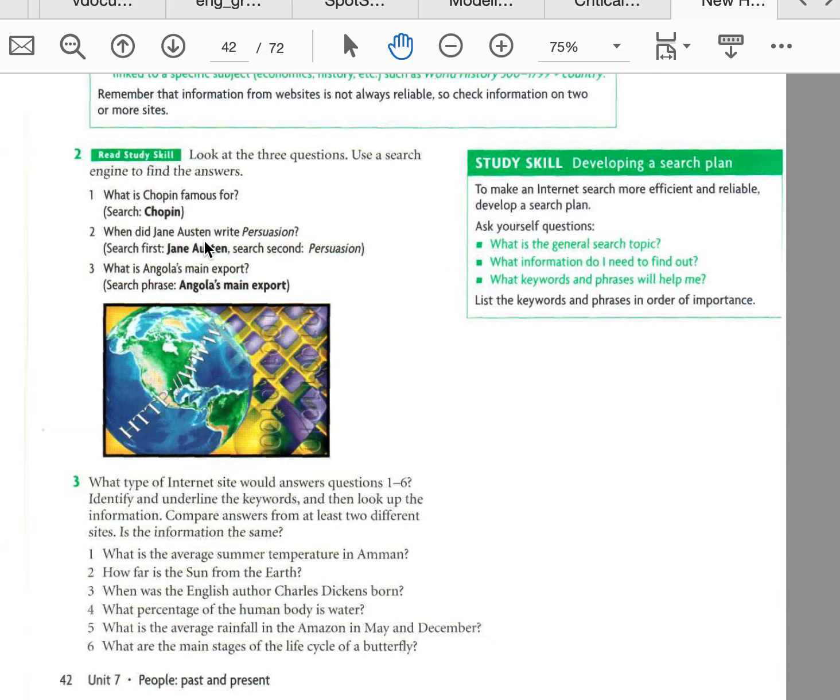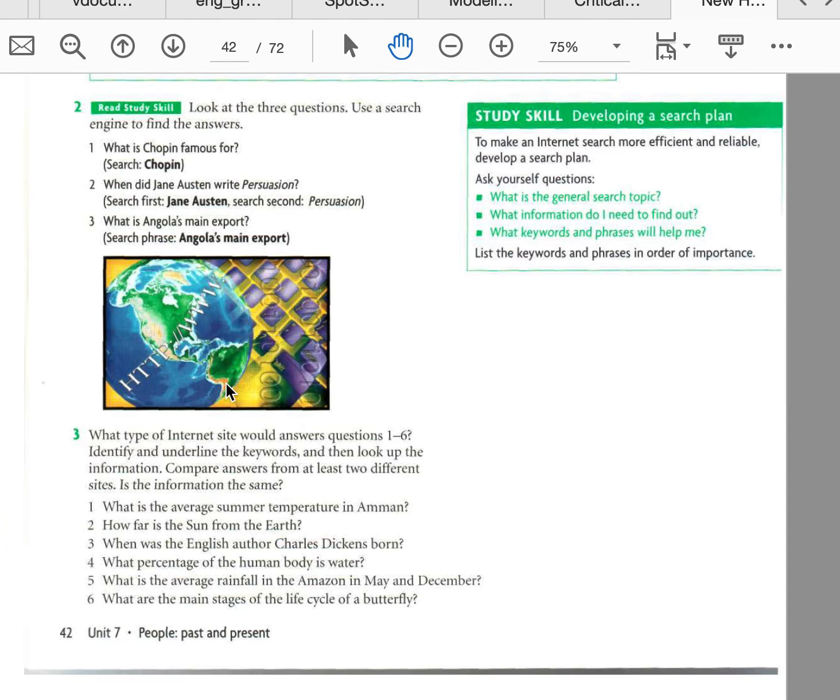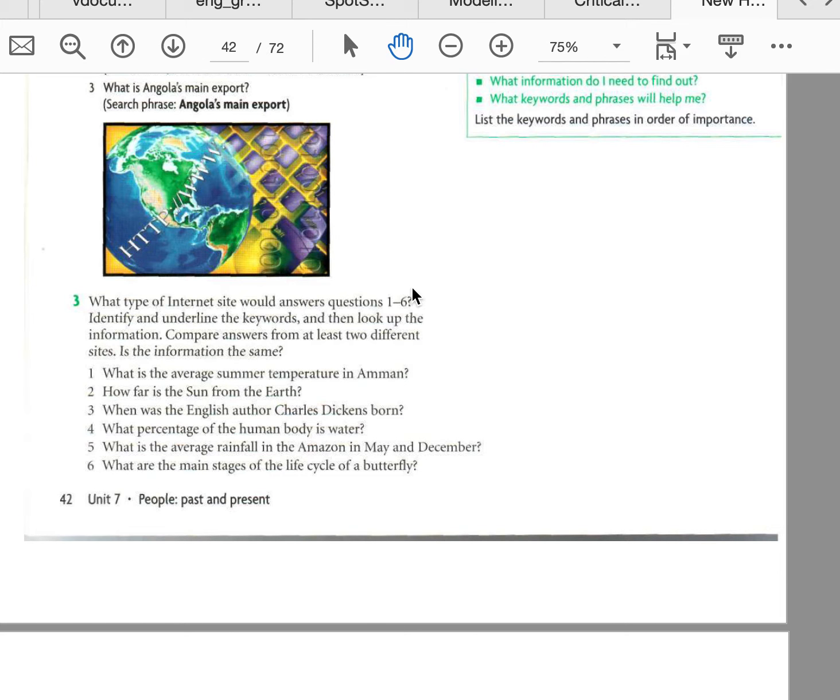When did Jane Austen write Persuasion? Search first Jane Austen and then search second Persuasion, the author and then the novel. What is Angola's main export? Search the phrase Angola's main export. So you can use search engines like Bing or Google or Yahoo to find the answers for these questions.